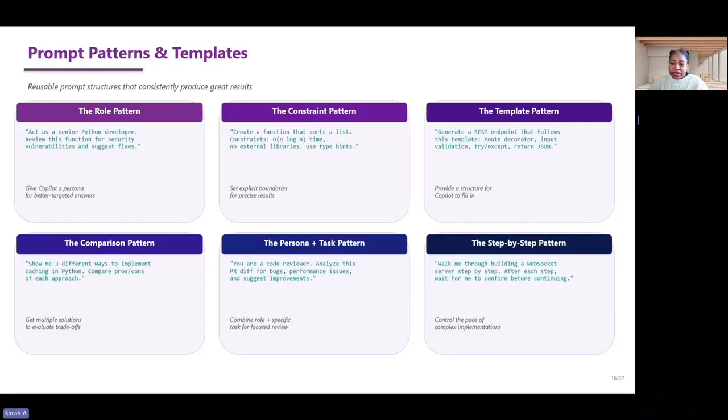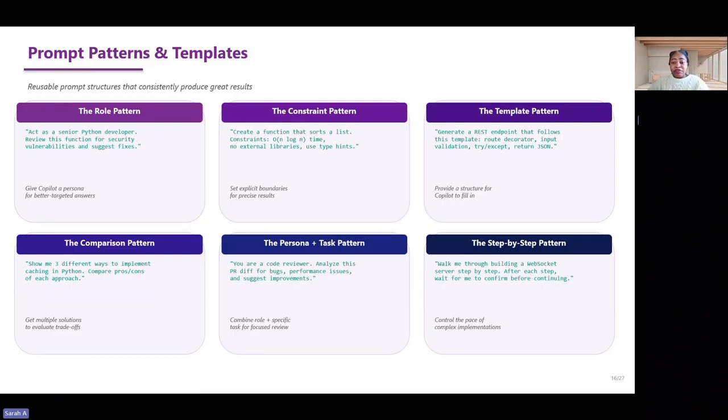We have the comparison pattern. Ask for multiple solutions. Show me 3 ways of doing something, right? Then you can now choose amongst the options GitHub Copilot gave you, right? You can also mix and match these patterns together. Like you're a code reviewer, analyze this PR for bugs. You're a tester, test this PR for me, right? We also have the step-by-step pattern. Walk me through this step-by-step and wait for my confirmation, right? So there are different patterns on how to build an application using GitHub Copilot.